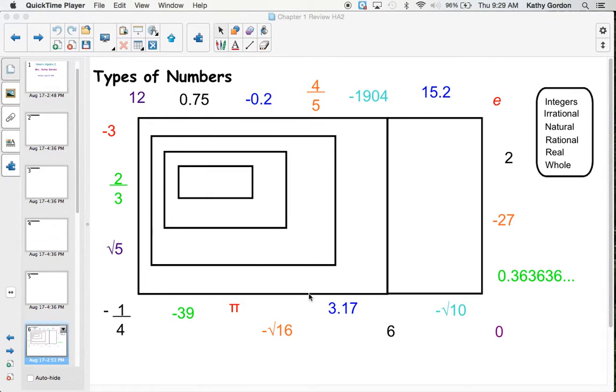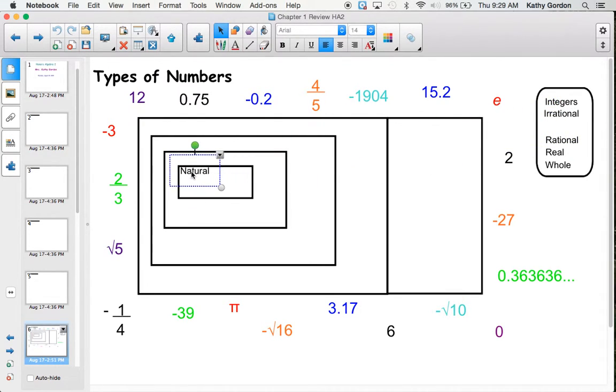So which one of these should I label this first box as? What's the most restrictive set of numbers that you can think of? Natural? Which one's more restrictive, natural or whole? Natural, okay. So if that one's natural, then what's the next box outside of that? That's the whole numbers.